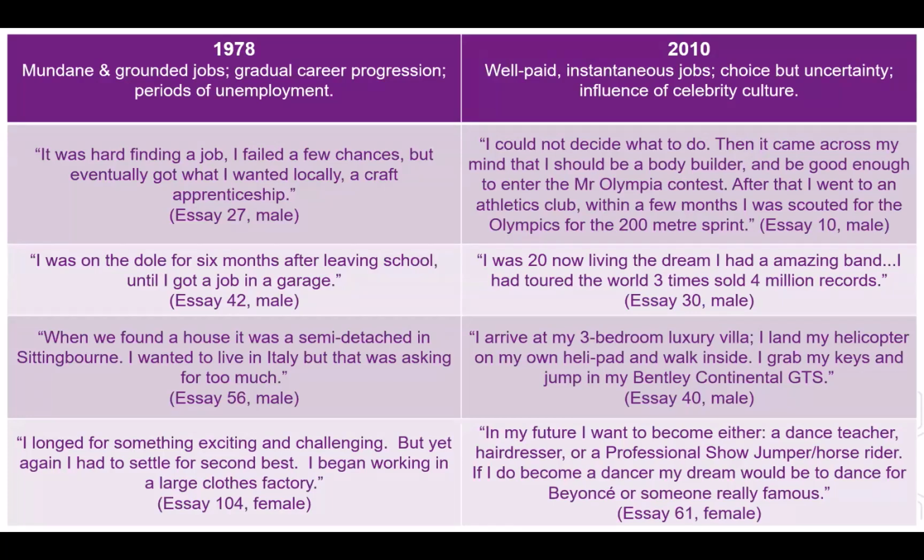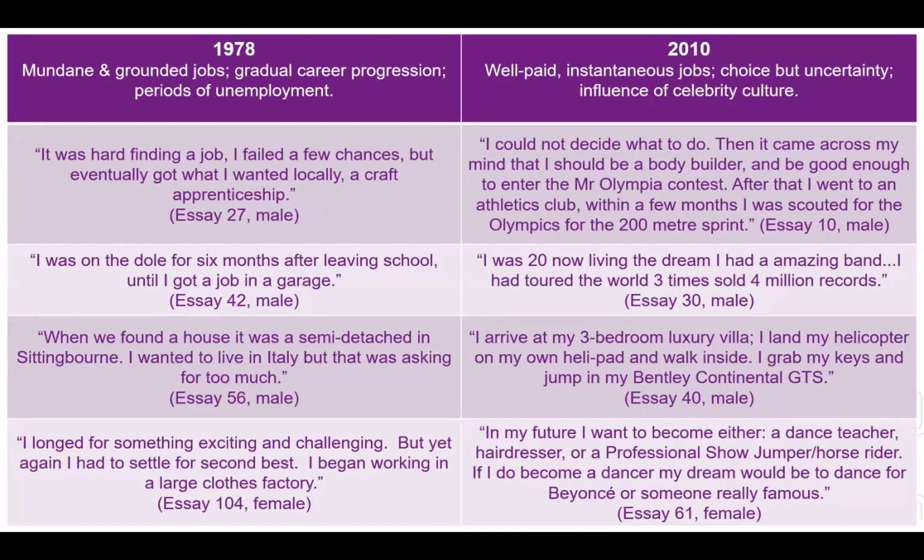Well, in 1978, students expected much more grounded and arguably mundane sorts of jobs. Career progression was gradual and it followed on from hard work. And sometimes there were talks of periods of unemployment or being on the dole or even death or the early death of someone they loved. And you can see a few examples in the left column of some of the quotations from those essays that exemplify some of those themes. So you have a quote on the bottom, for example, "I longed for something exciting and challenging, but yet again, I had to settle for second best. I began working in a large clothes factory."